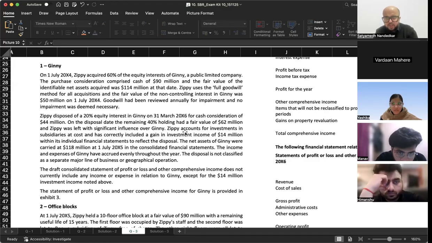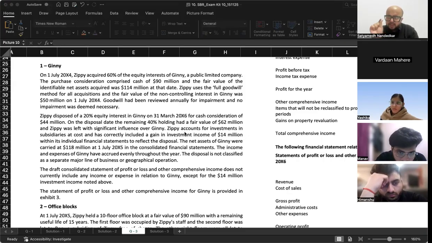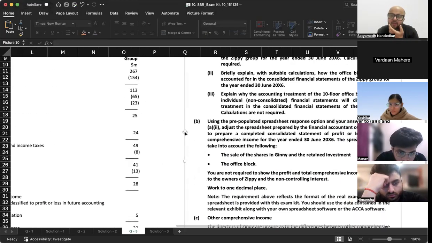See, the calculation that they have given you is for what? That is basically for gain or loss in the standalone financial statements. चेक करो, डू वी नीड टू कैलकुलेट गेन और लॉस इन द कंसोलिडेटेड फाइनेंशियल स्टेटमेंट? रिक्वायरमेंट में पूछा है.